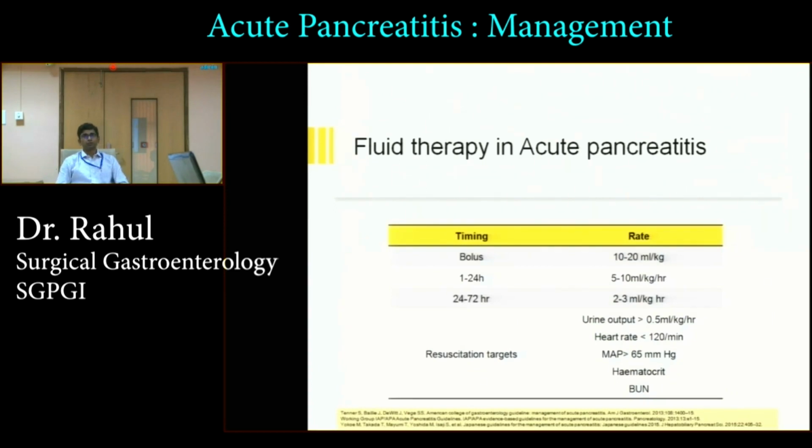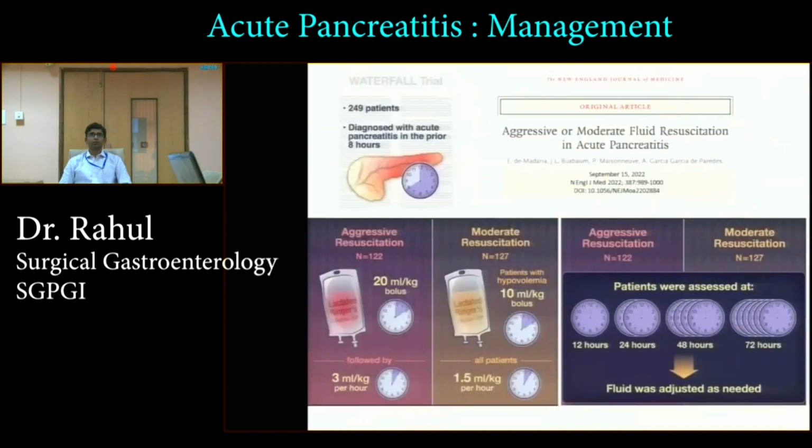This is how we should consider fluid therapy in acute pancreatitis. As soon as the patient comes, we should give a bolus of 10 to 12 ml per kg, followed by 5 to 10 ml per kg per hour in the next 24 hours. Then you aim for targets: urine output of more than 0.5 ml per kg per hour, heart rate of less than 120, preferably below 100, MAP, that is mean arterial pressure, more than 65, hematocrit less than 40, and blood urea nitrogen less than 25. So these are the resuscitation targets.